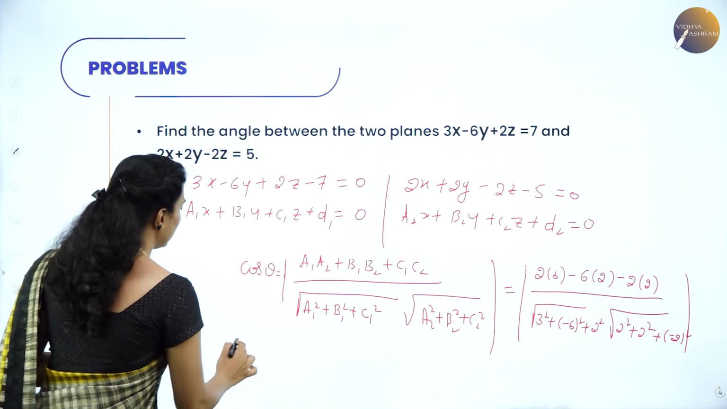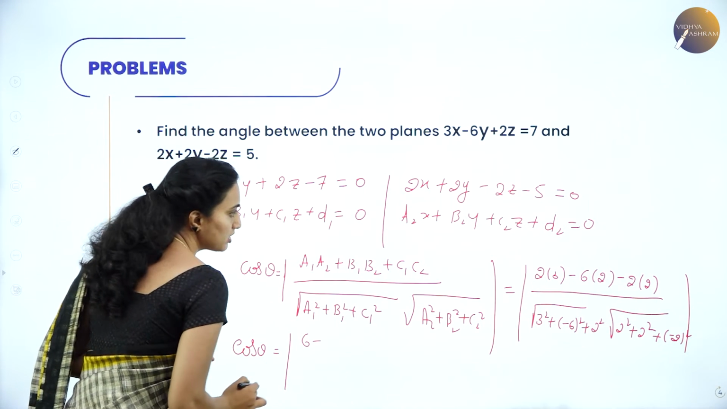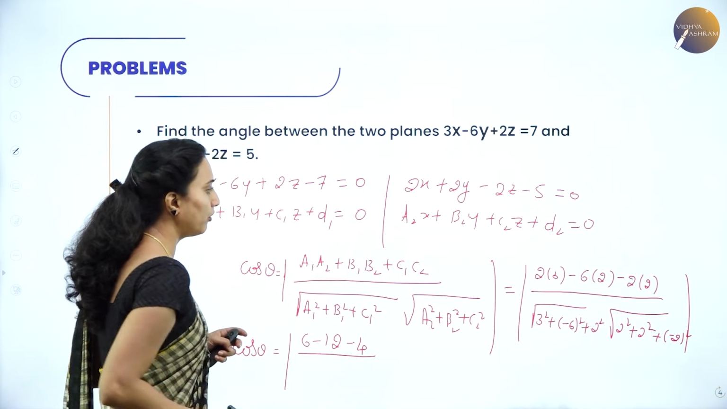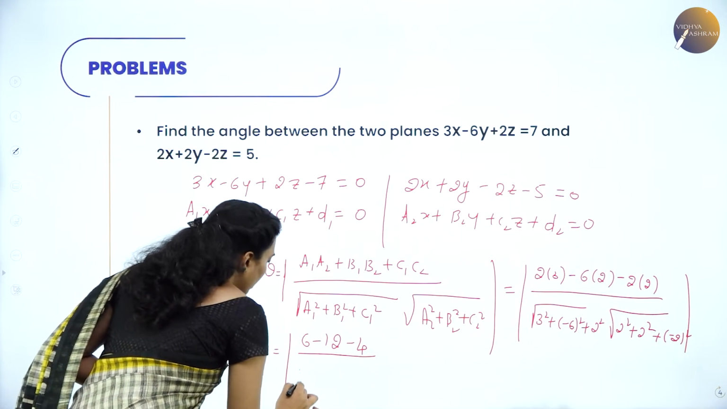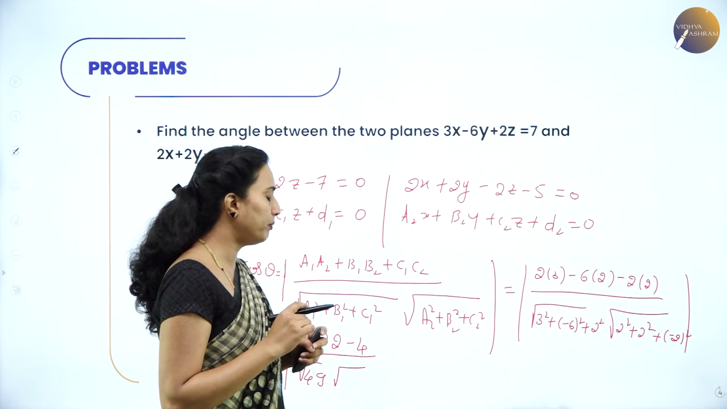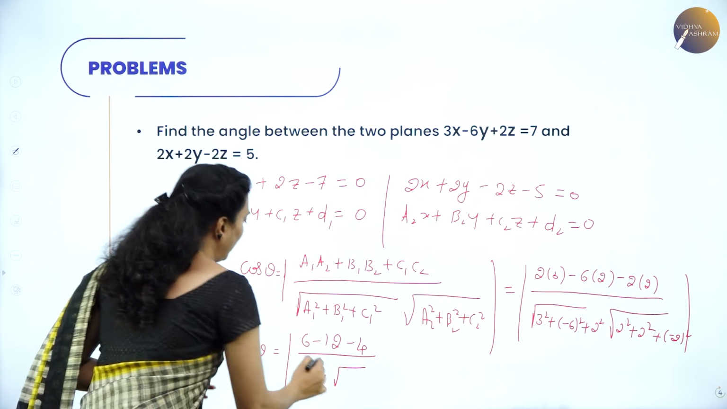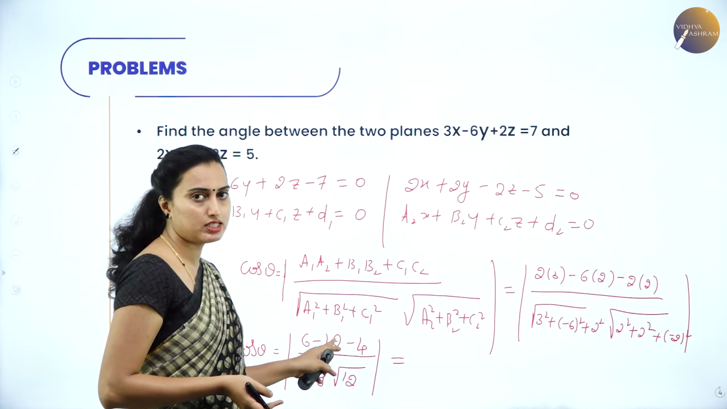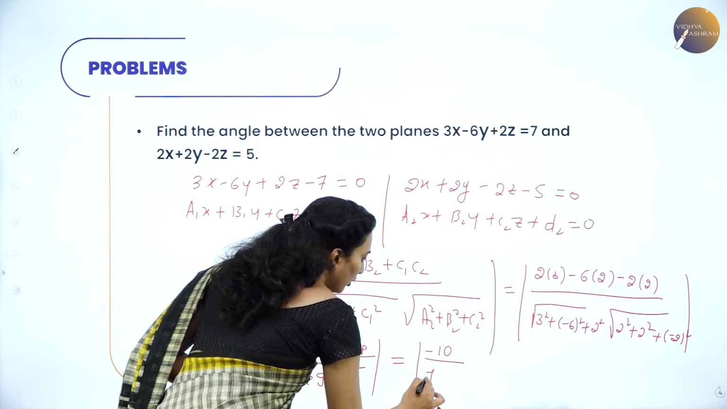You are going to get cos theta equals the magnitude of 2 3s are 6, minus 6 2s are 12, minus 2 2s are 4, divided by the root of 3 squared is 9, 6 squared is 36, 36 plus 9 is 45, 45 plus 2 squared is 4, 49. Under the root 49 into under the root of 2 squared plus 2 squared plus minus 2 squared, which is 4 plus 4 plus 4, which is 12. Now 6 minus 12 is minus 6, minus 6 minus 4 is minus 10. So the modulus of minus 10 divided by root 49, which is 7.